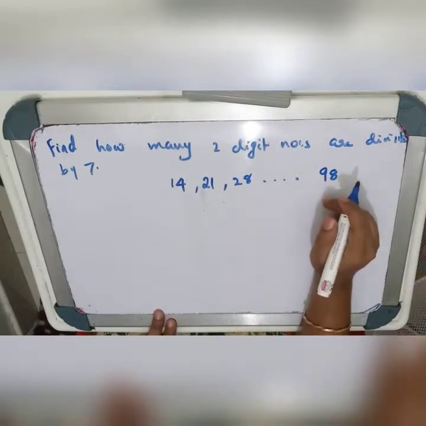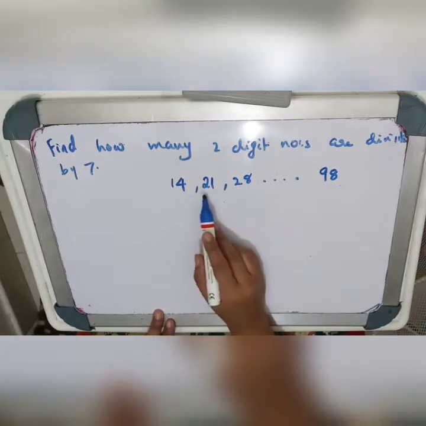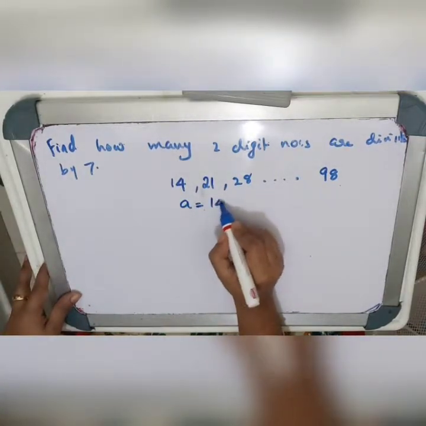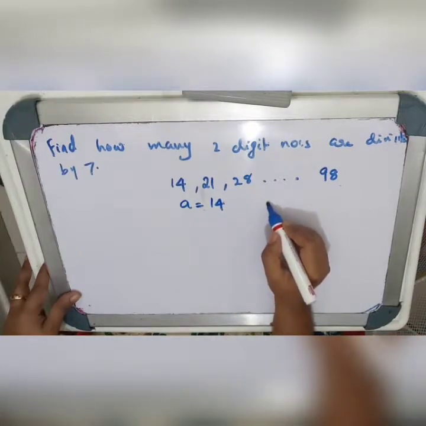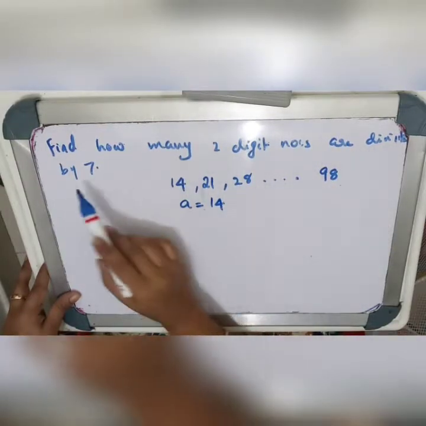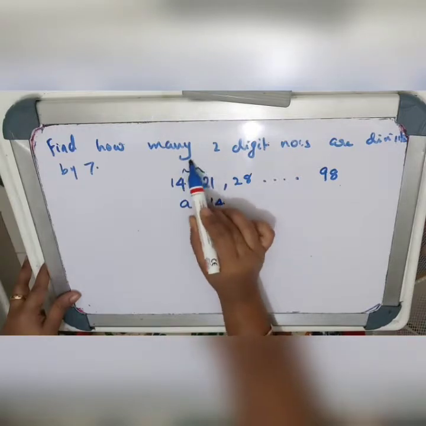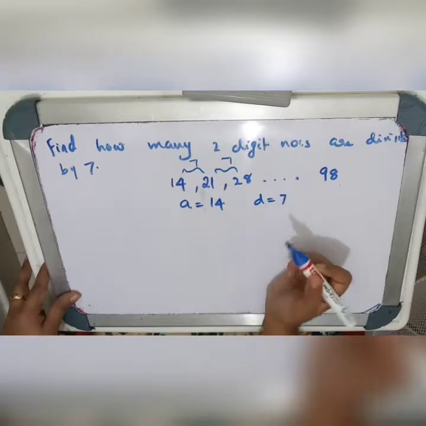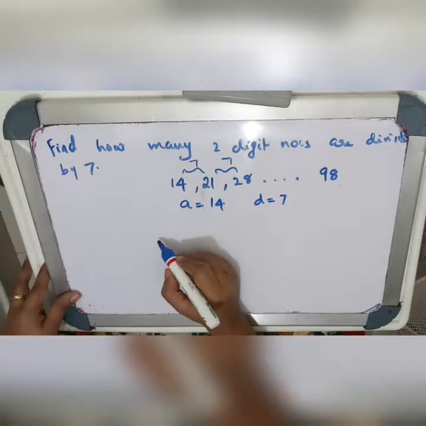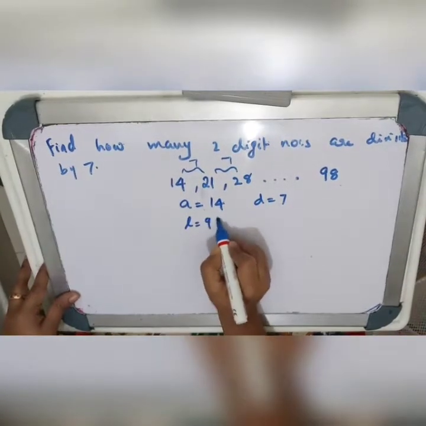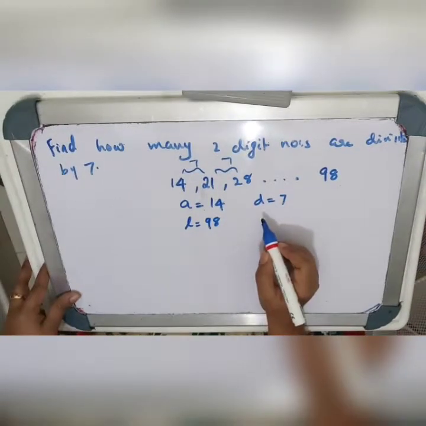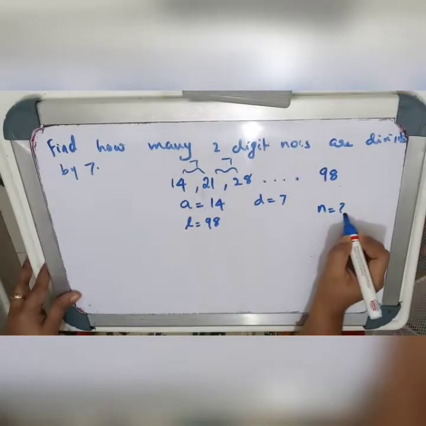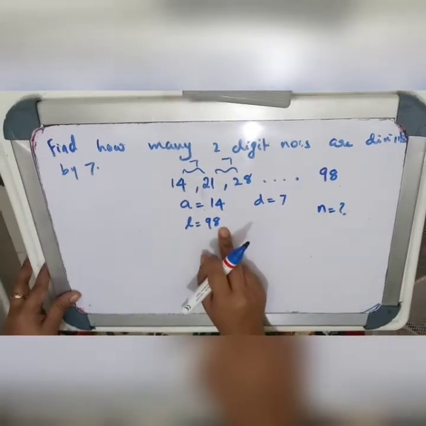Okay, so this is our sequence. We got the value of the first number, that is 14. Then what is the common difference? The numbers are perfectly divisible by 7, therefore they will be separated by 7. The common difference D is 7. We know the last term is 98. So we have to find how many numbers are divisible by 7. That is, we have to find n. We know the last number divisible is 98.